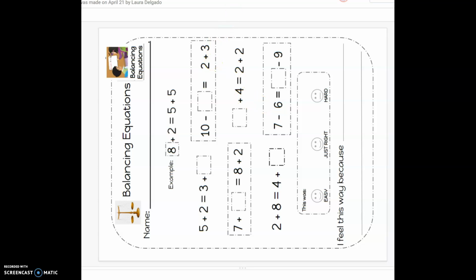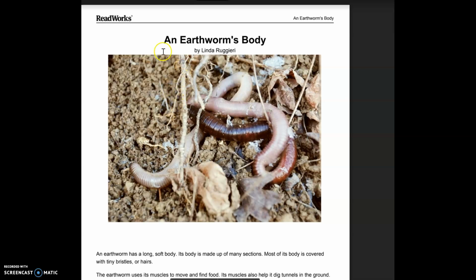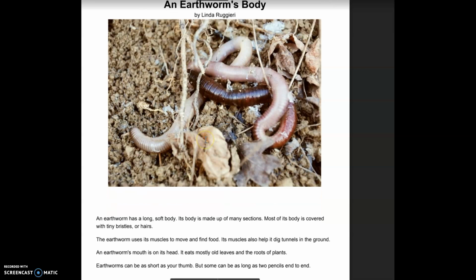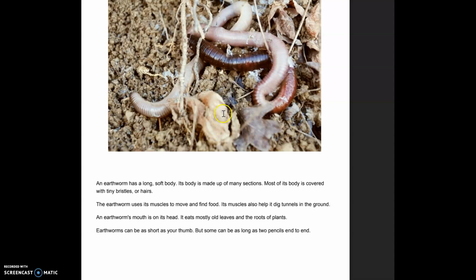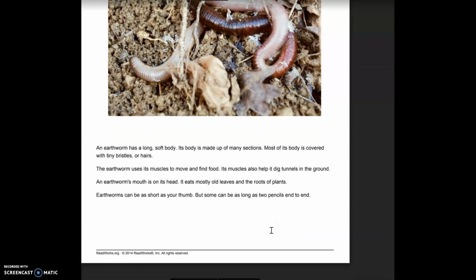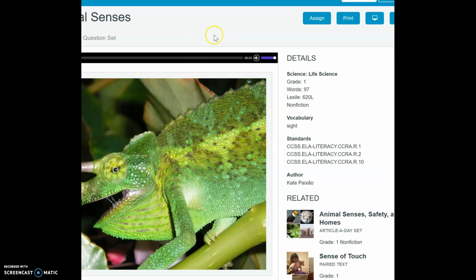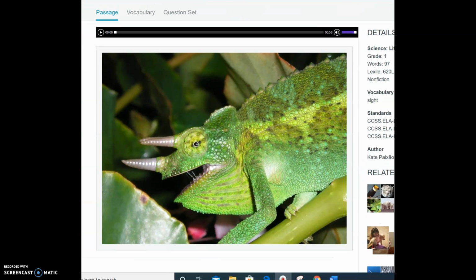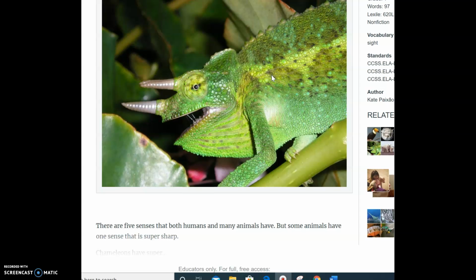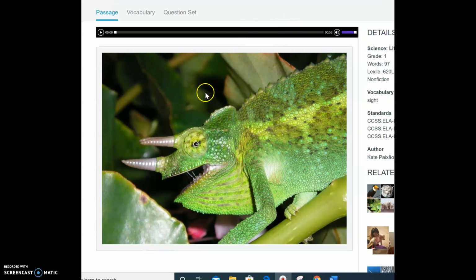For science, we are going to be working on an earthworm's body. This is a very interesting lesson. I want you to try to read this by yourself. If you are not able to read the words, then you're going to go to the ReadWorks website. You're going to sign in with the email address and the password that I have given you, and you're going to watch the video. I don't think this is the right one, but I'm going to put up the right link. Okay, there might be a mistake.